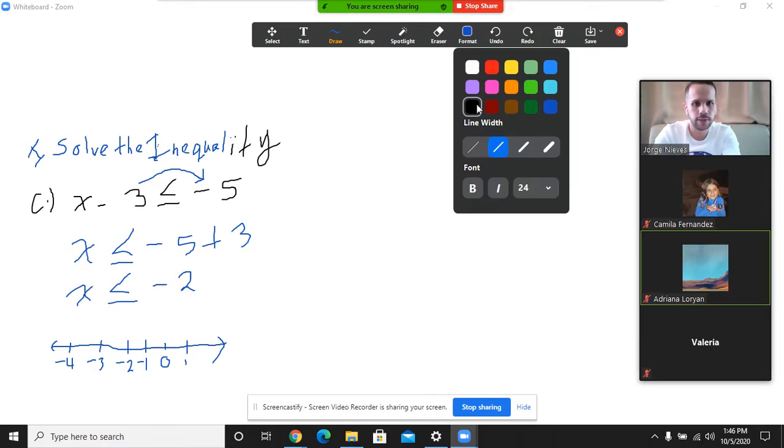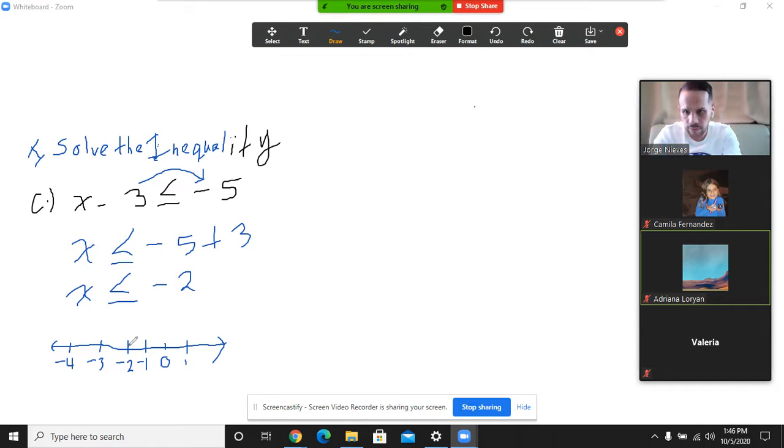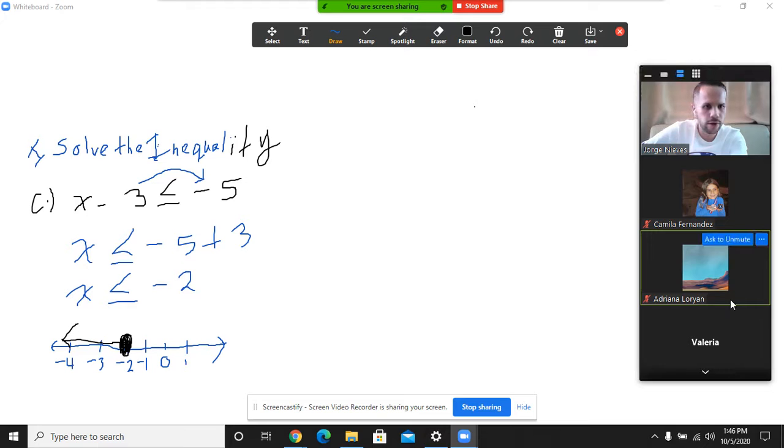Let me change the color. -2 is included, so it's a closed dot, and it's gonna go to the left of the number line. Okay, so it's gonna be something like that. Okay, this was a question of how to work inequalities with one variable only.